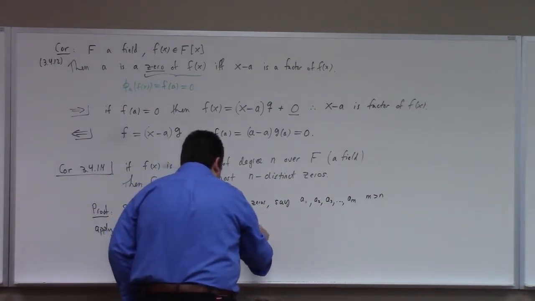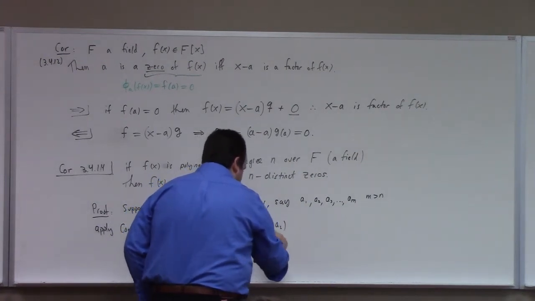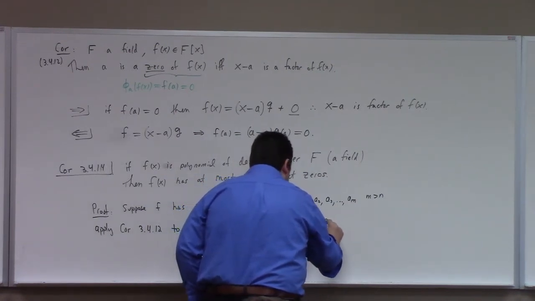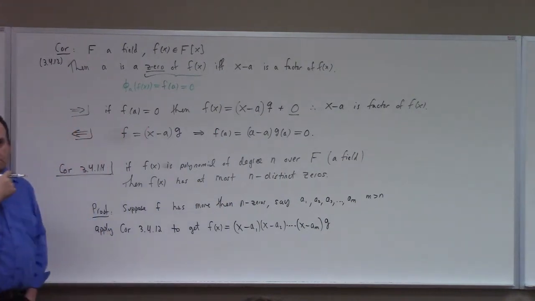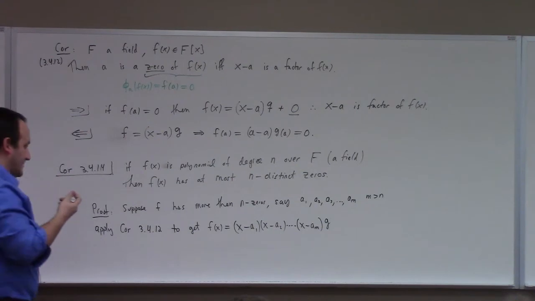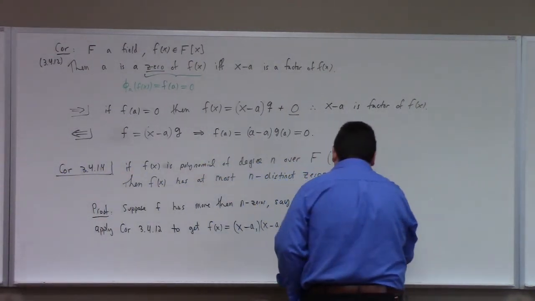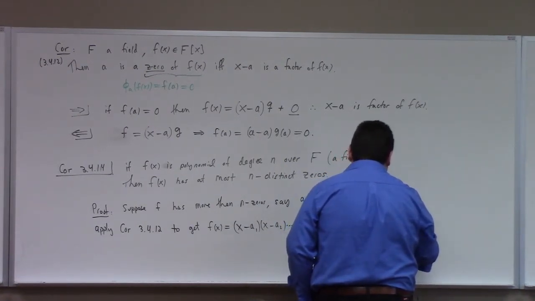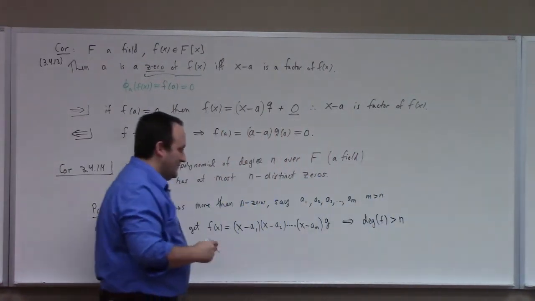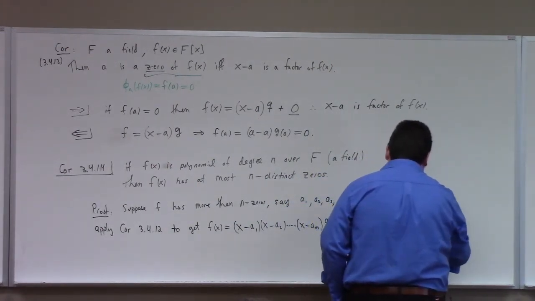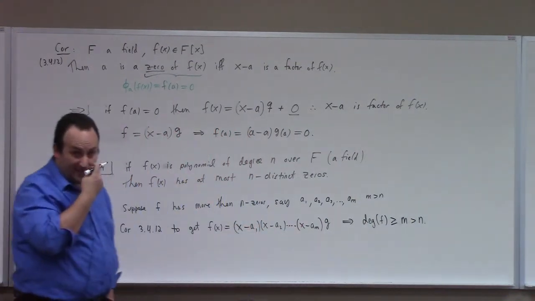So we get x minus a1, x minus a2, and so forth and so on, x minus am times some polynomial g. Let's repeatedly apply the corollary. But what then do I have? This implies that the degree of f is greater than n. Well, in fact, it's greater than or equal to m, which is by assumption greater than n. But that's impossible, because the degree of f is n.